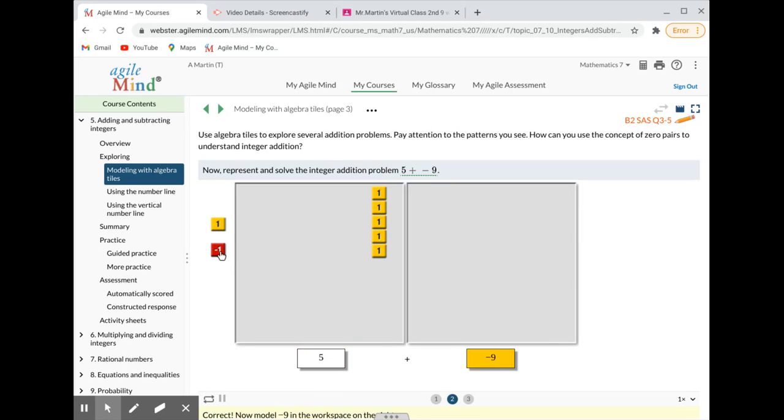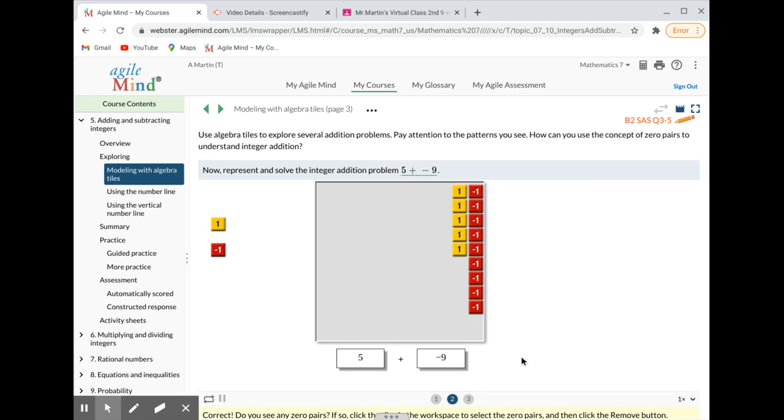Here we go. 1, 2, 3, 4, 5, 6, 7, 8, 9. All right, so what do I need to do now, Kalia? They'll cancel each other out, and you'll be left with the 4. Good job. And since I'm left with 4 negatives, my answer is going to be negative what? 4. Correct.